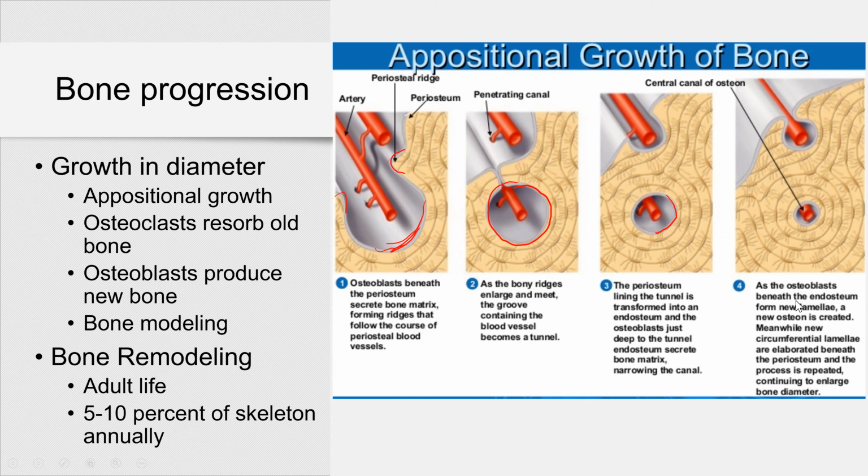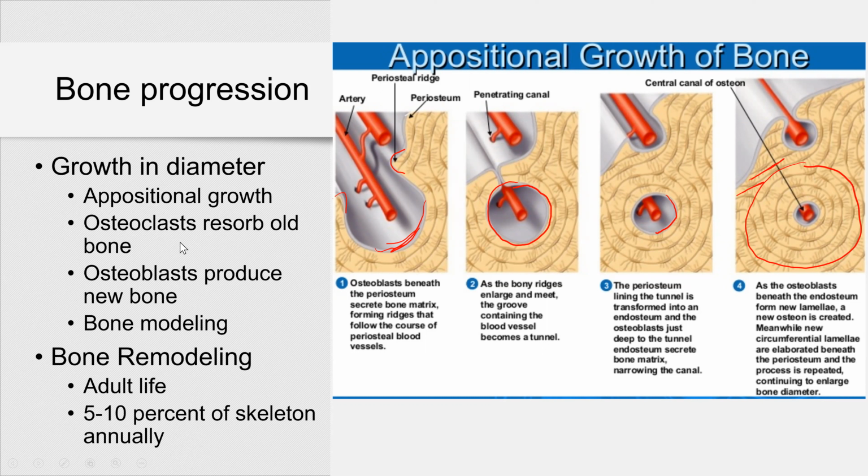As the osteoblasts beneath the endosteum form new lamellae, a new osteon is created. So here's our new osteon, right? We didn't have it, now we have a new osteon. And then we will have circumferential lamellae deposited in this area, and then the process continues, right? This is how your bone increases or enlarges in diameter. This is called appositional growth.